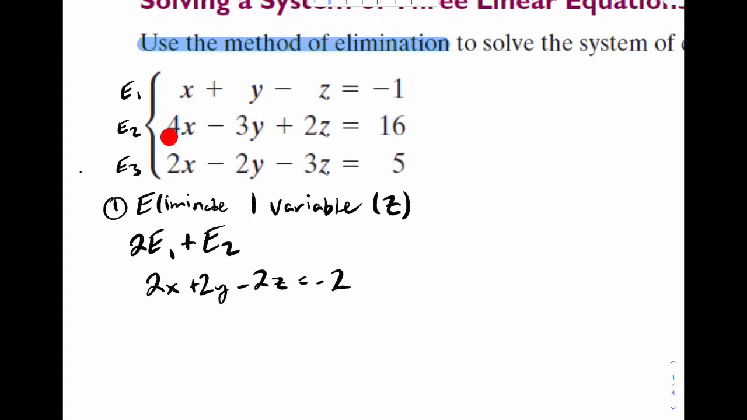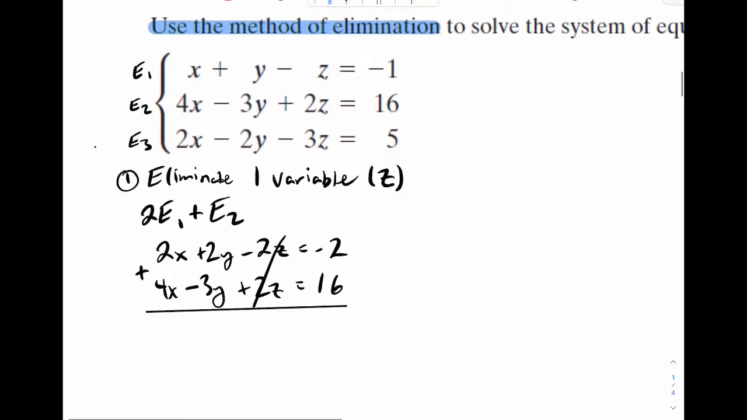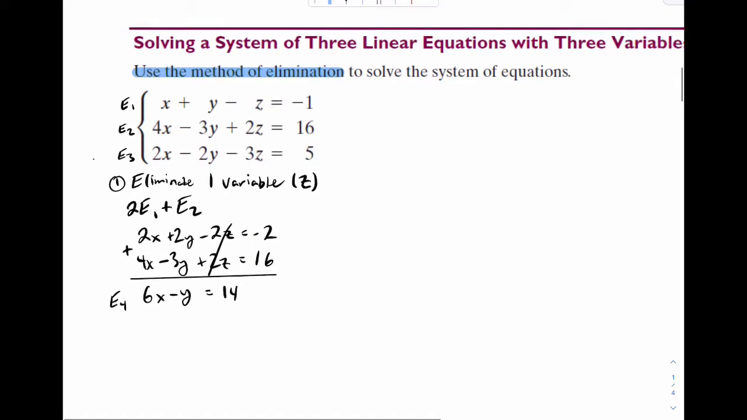And I leave E2 alone, because look what happens. E2 is just 4x minus 3y plus 2z equals 16. By leaving E2 alone, I'll notice that these will cancel when I add them. So that's why this line's important, because this is like your instructions to your computer. So we're going to cross those out. Then that would be 6x minus y equals 14. We'll call this one E4. Step 1 done.